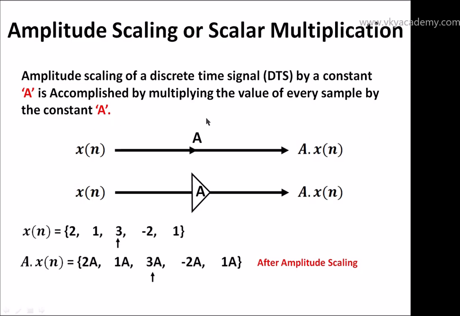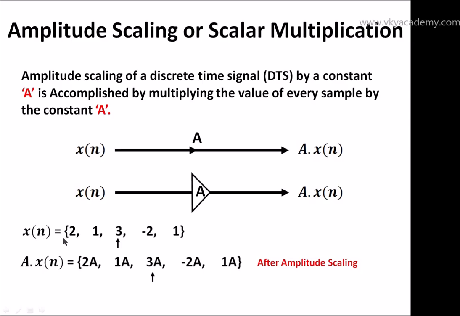This is the representation of scalar multiplication. We can use either representation, the first one or the second one. So x[n] is the input signal. The scalar is A. After multiplication by the scalar quantity, the output will be A times x[n]. This is my x[n], this is the scalar A, this is my output A times x[n].